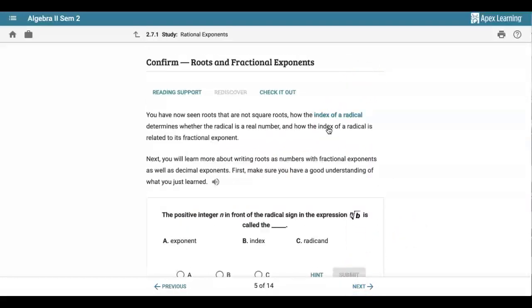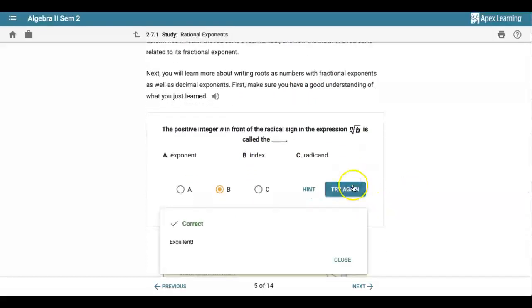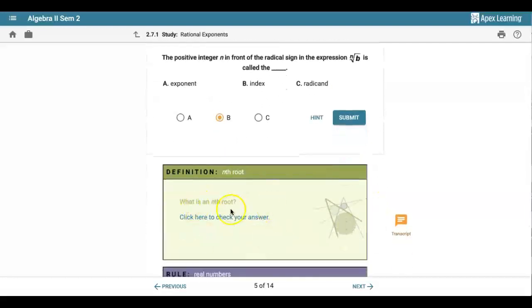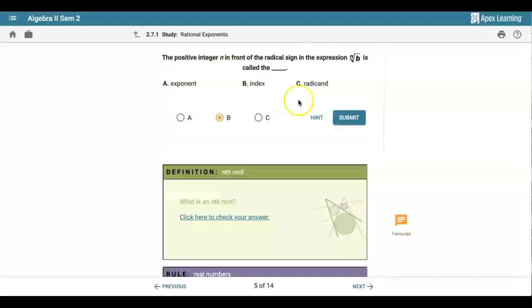All right, so now if we confirm just what we've learned, we learned about the index of radicals, how important they are, and how they can help us write our radicals as exponents instead. The positive integer n in front of the radical sign is called the index. So n is our index value, and this is like saying the nth root of b. That's just another way of reading this, where n is our index value.